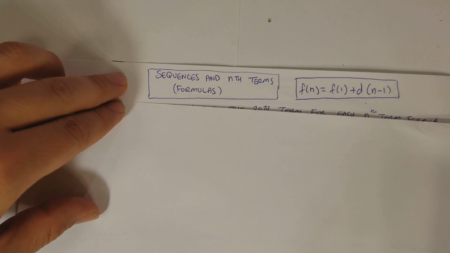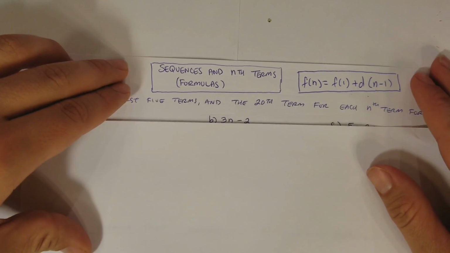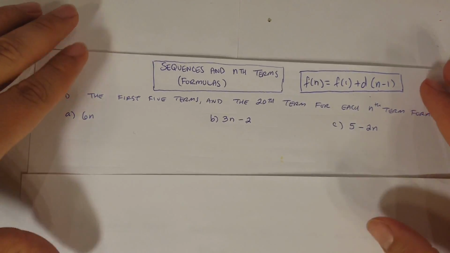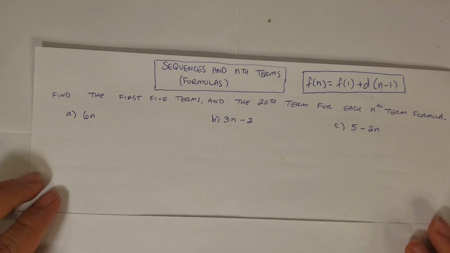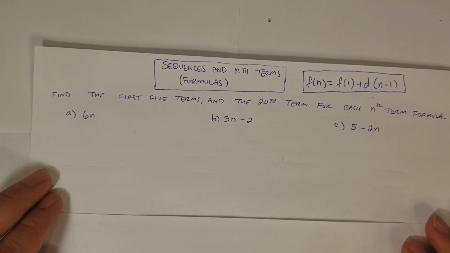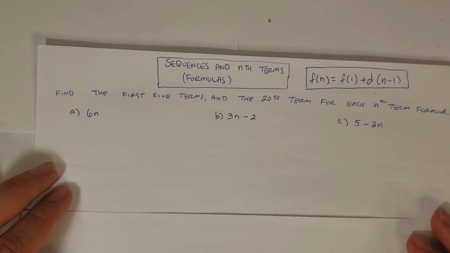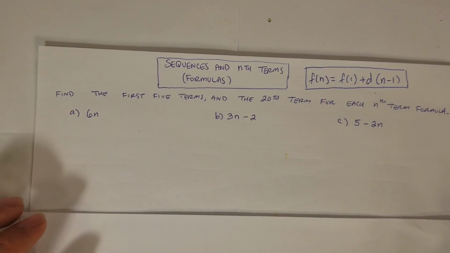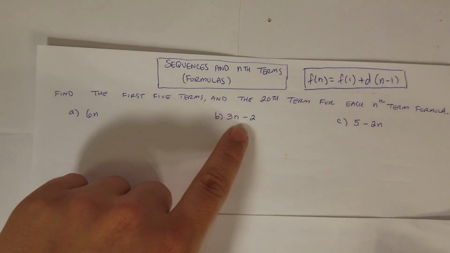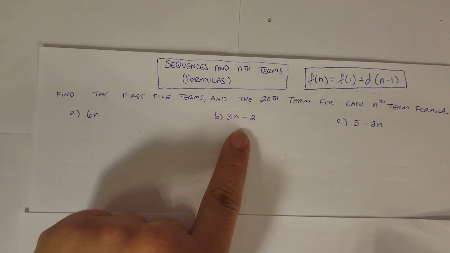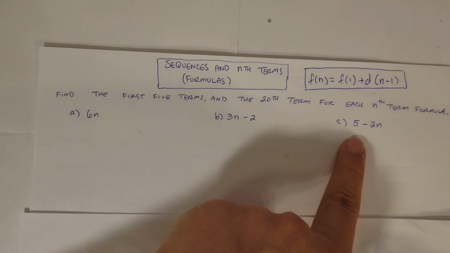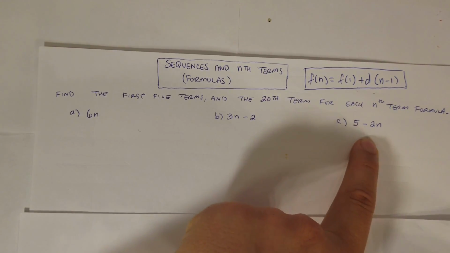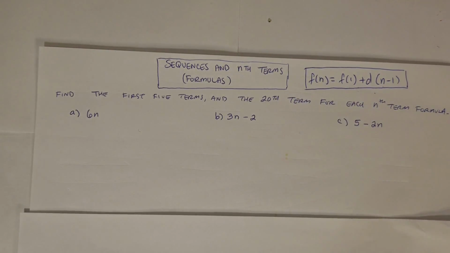For right now, you don't need to use the formula. It says for a, b, and c, find the first 5 terms and the 20th term for each nth term formula. So you have to find the first 5 terms and the 20th term. What does that mean? Well, they give you the formula in terms of n. They say f of n equals 6n, f of n equals 3n minus 2, f of n equals 5 minus 2n. Now we have to figure out the pattern based on this formula.